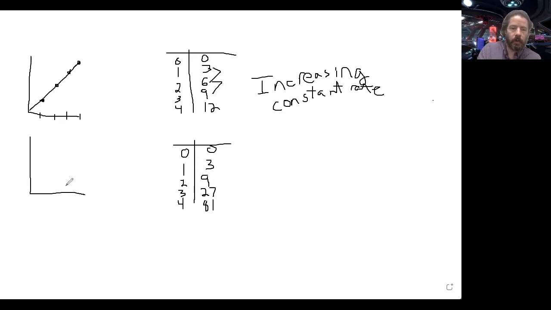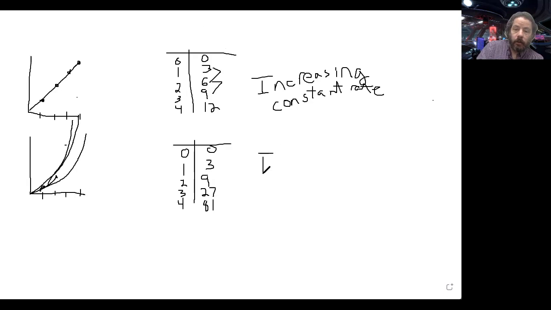So now this next one is going to be increasing at an increasing rate. So we have increasing at an increasing rate, 1 second, 3 meters, 2 seconds, it's actually probably going to be steeper, jumps up to 9, and then we get 3 seconds and it jumps all the way up to 27, and then we get 4 seconds and it jumps all the way up to 81. So we get this really steep, but it's a curve. So it's going to be a curved line and it's going to be really steep.